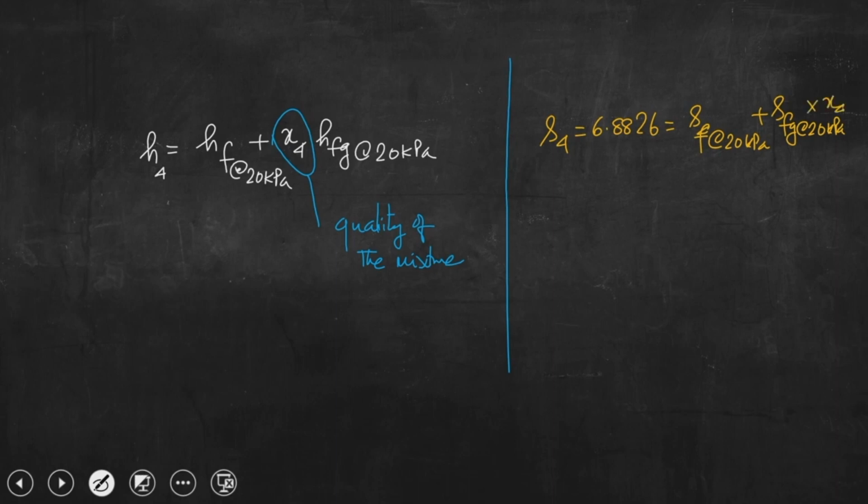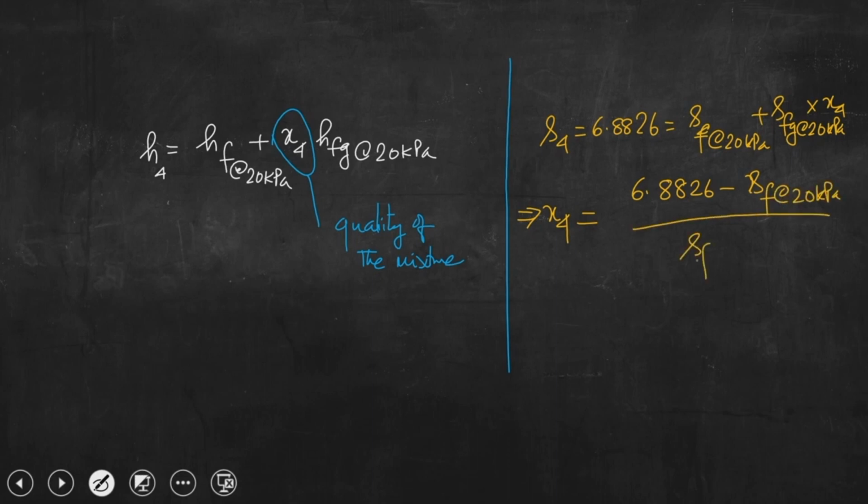So, now we know this. Basically x4 will be equal to 6.8826 minus Sf at 20 kilopascal divided by Sfg at 20 kilopascal. Can't we calculate the entropy of saturated liquid, and Sfg corresponding to 20 kilopascal, from the steam table?